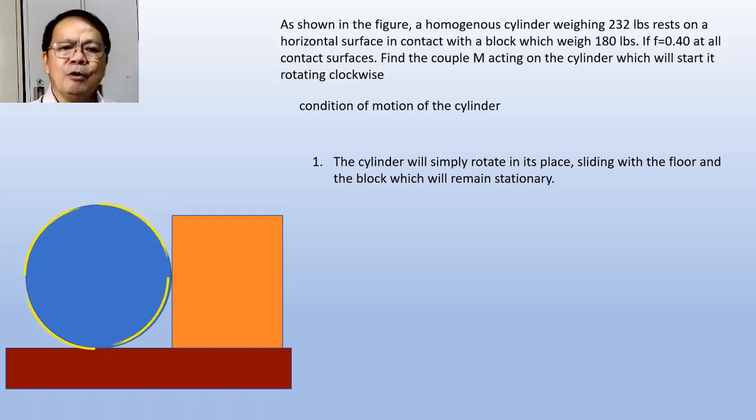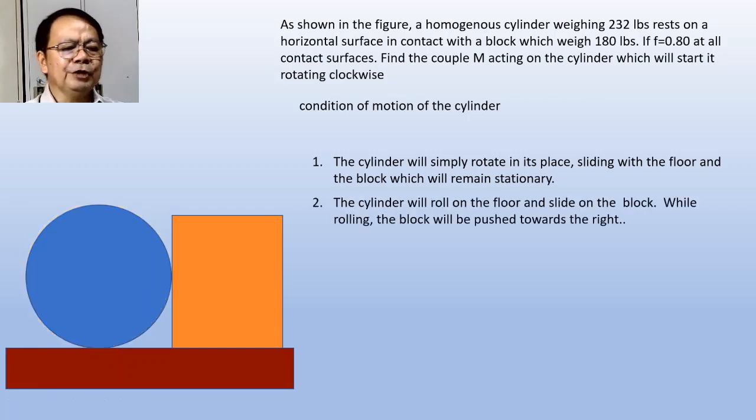Okay, when the moment is applied, the cylinder will simply rotate in its position. It will not be able to push the stationary block, and it will just be sliding against the block and the floor. Diba? The other condition is that the cylinder will roll on the floor and slide on the block. Gugulong ngayon siya, yung cylinder ay gugulong at habang gumugulong, mag-i-slide siya against the block na maitutulak ngayon yung block. Ibig sabihin, the block will be pushed towards the right. Ganun yung second scenario, no?